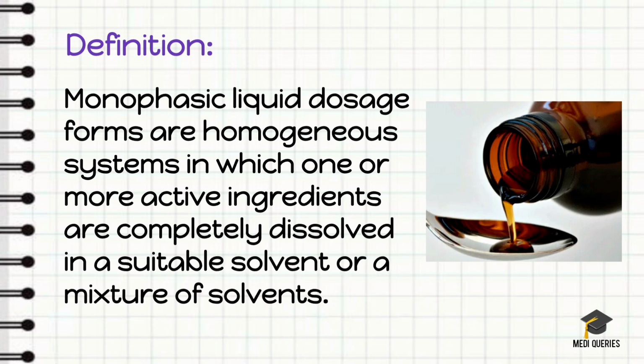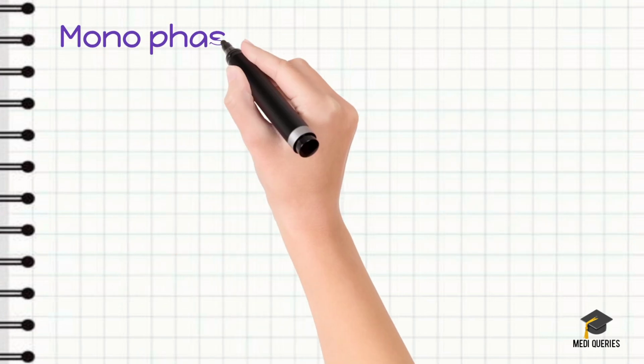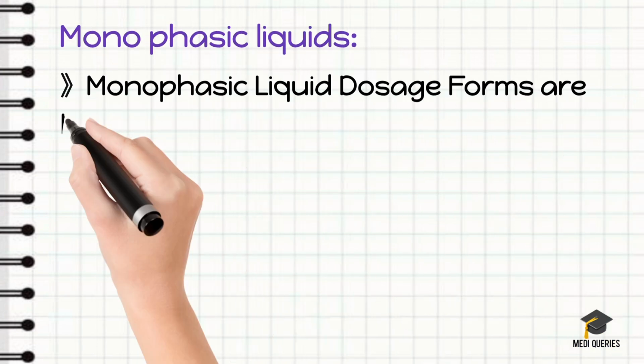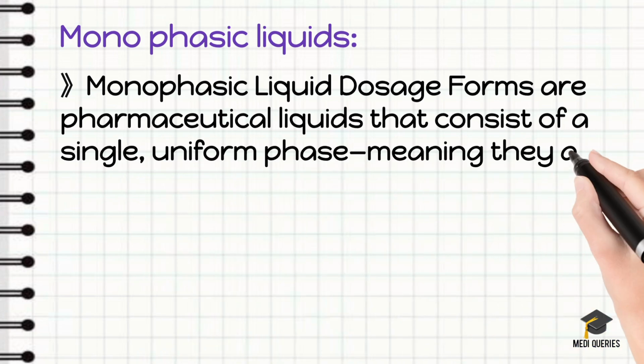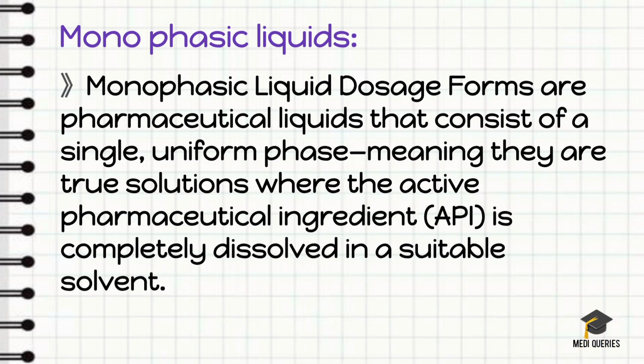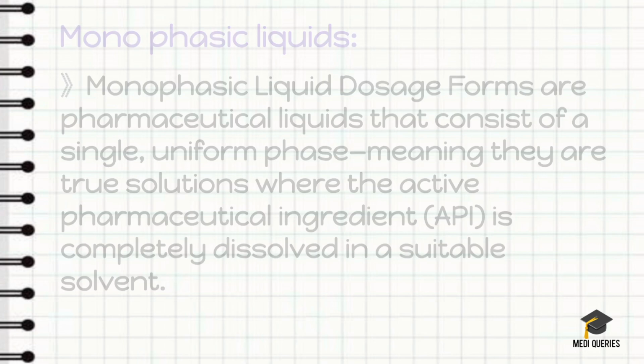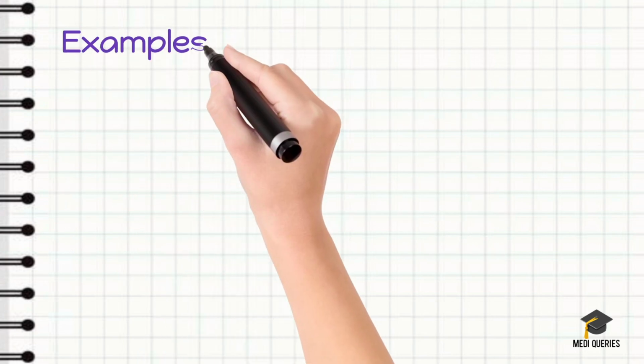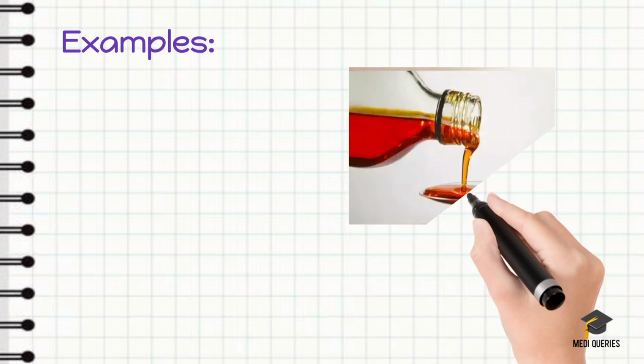Okay, so that means the monophasic liquid dosage forms are the pharmaceutical liquids that consist of a single uniform phase, meaning they are true solutions where the active pharmaceutical ingredient is completely dissolved in the suitable solvent. So these are clear liquid formulations. An example of this type of formulation is syrups.